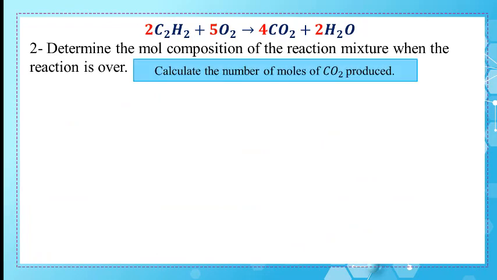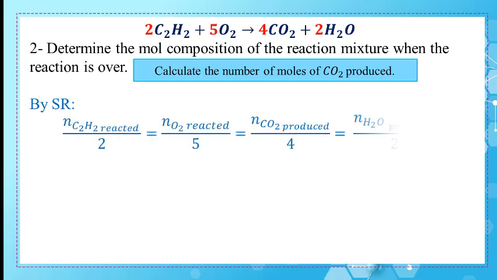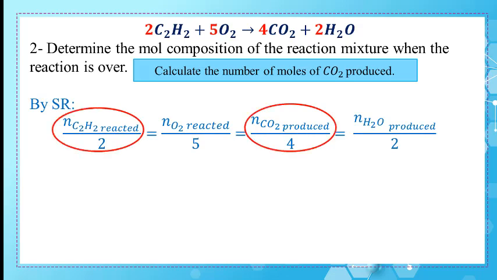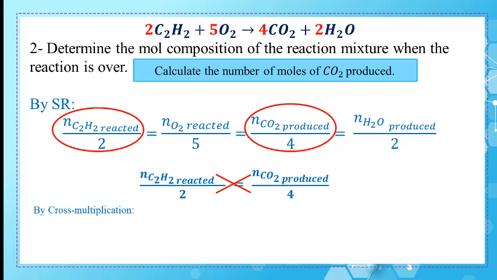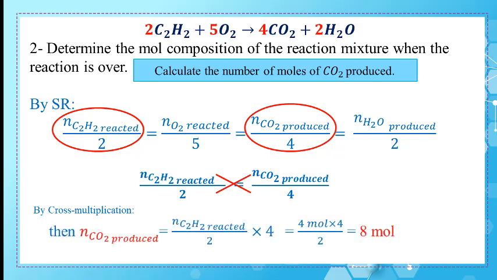Calculate the number of moles of CO2 produced first. By SR, we use the ratio of any reactant with the ratio of CO2 produced. By cross multiplication, we obtain the number of moles of CO2 produced. It is equal to number of moles of C2H2 reacted over 2 times 4 equals 8 mole.